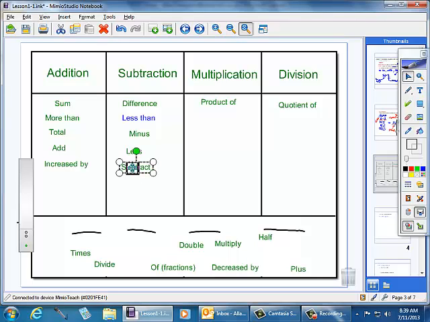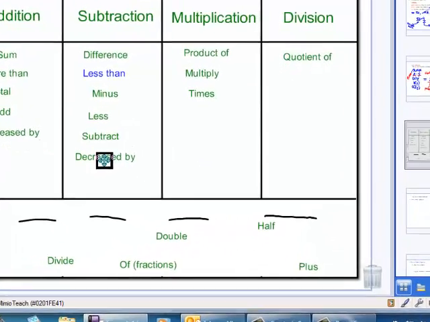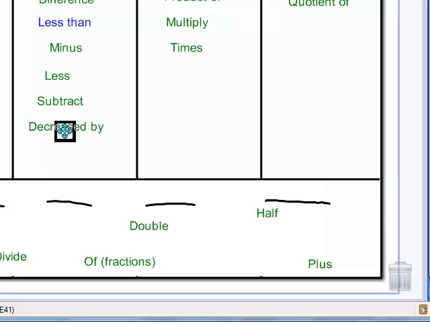Perfect. All right. Multiplication. Multiply. Yep. Sure you all got that one right. Times, we often say. Decreased by. Nope. That's not it. We forgot one. That goes over here. 7 times 3 decreased by 10. I would subtract 10.